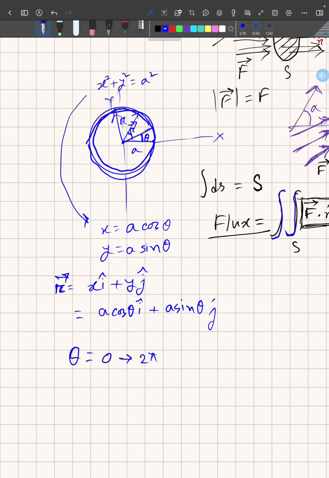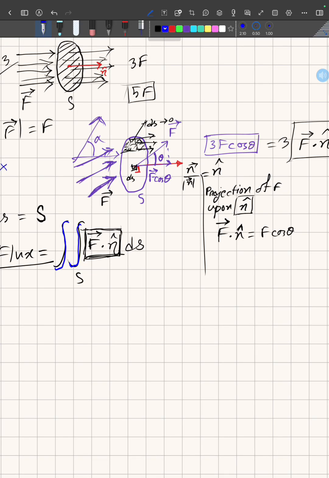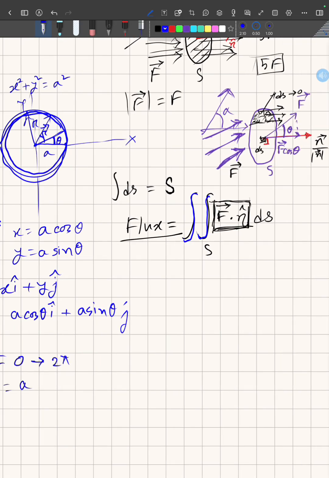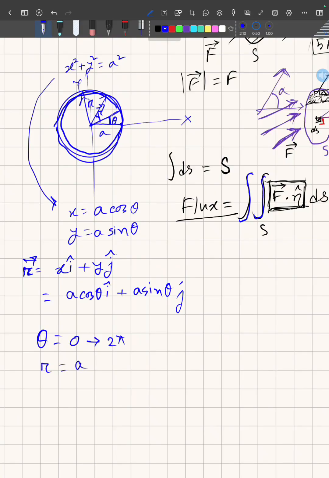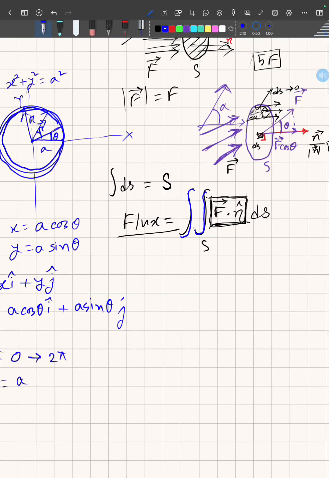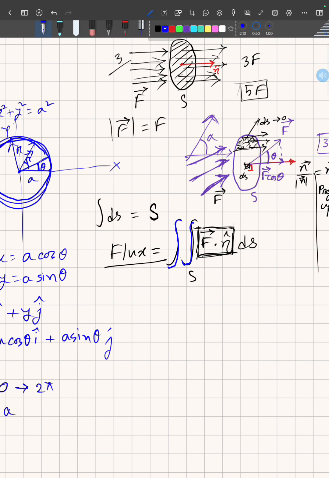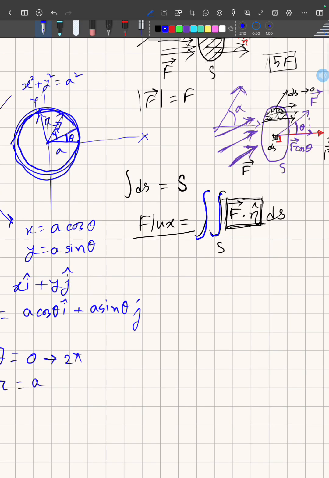Okay, great. And what will be our r? Our r is constant here, so we would say this is a. This is the reason we have two parameters. Yes, I'm admitting that the r is constant here, but it is still a parameter. So when integrating this, we have to integrate it in terms of all the available parameters. So the amount of parameters we have, we'll have to integrate those many times.